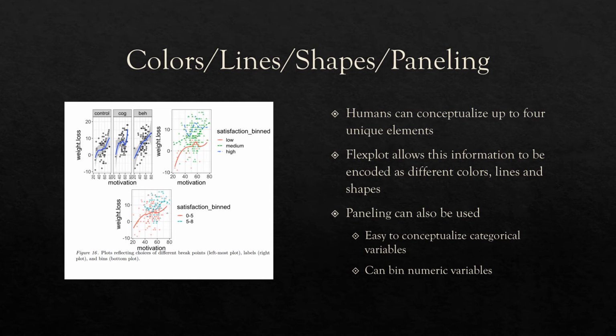FlexPlot handles multiple dimensions in a single figure by encoding different metrics as colors, lines, shapes, and/or paneling. Previous research has said humans can conceptualize up to 4 unique elements. Therefore, FlexPlot allows this information to be encoded as colors, lines, shapes, and paneling. Again, paneling can also be used, as it is easy to conceptualize categorical variables, or you can bin numeric variables into various paneling setups.